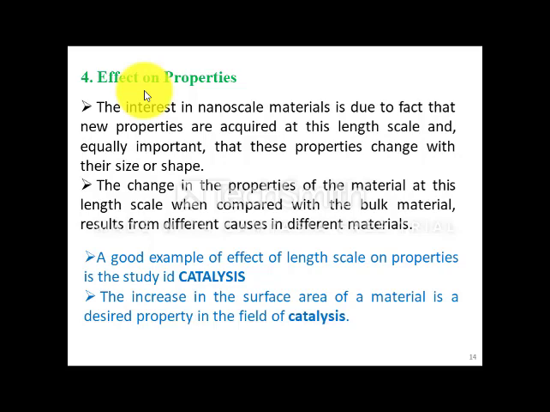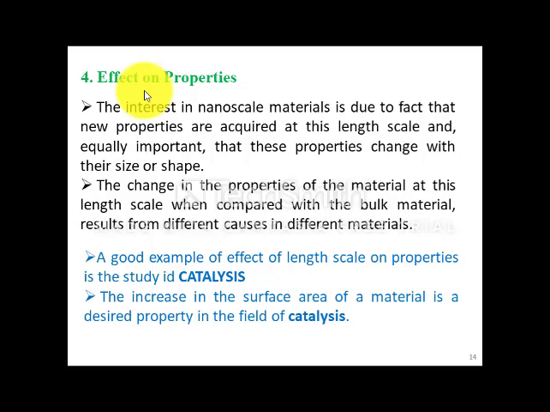Different materials exhibit different kinds of effects, and different causes occur in different materials and change their properties. We will discuss some examples and some common properties which are changed by decreasing the size of a bulk material to nanomaterial. A good example of the effect of length scale on properties is the study of catalysis.